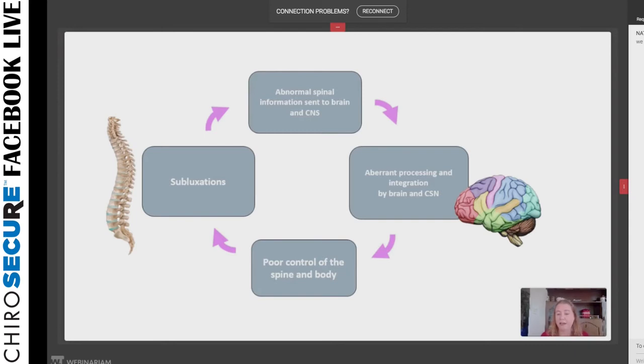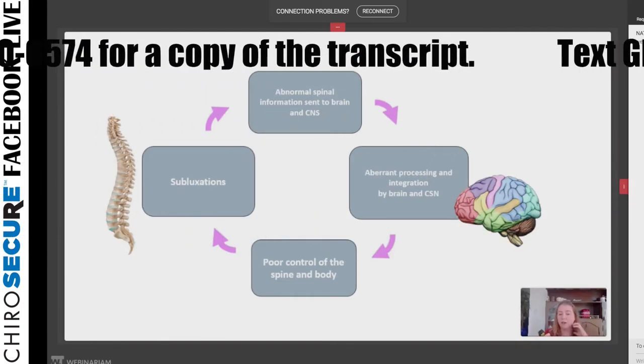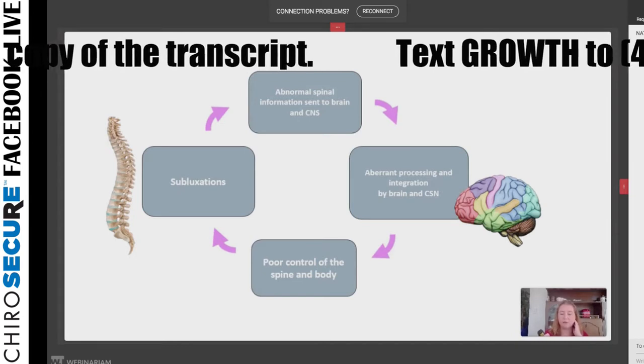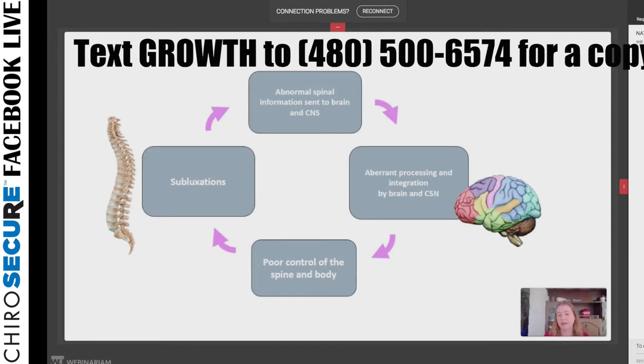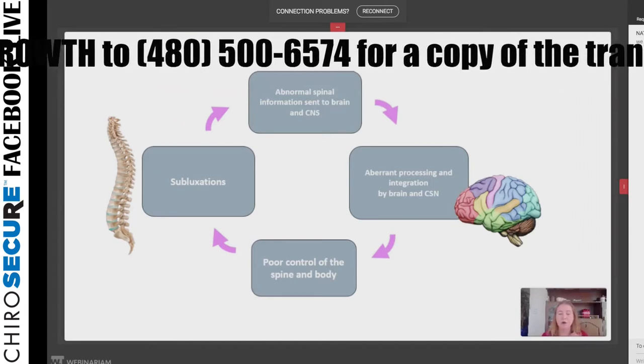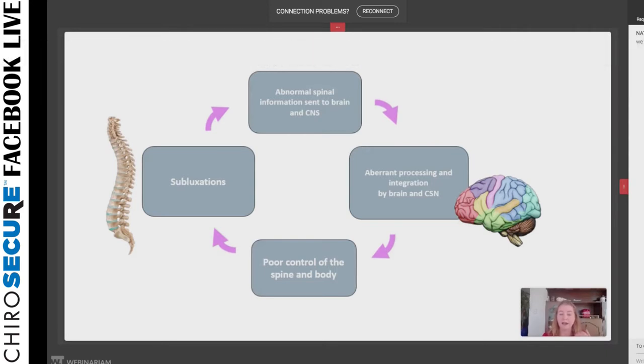So do we have any evidence to back this up, that a subluxation causes that abnormal spinal information going to the spine and central nervous system because of the changes in movement pattern or the stretching of the little paraspinal muscles, and that causes aberrant processing and integration at the level of the brain and central nervous system? When I say brain, I'm really meaning central nervous system. It's just easier to talk about the brain, especially when I'm talking to the public as well. Instead of talking about central nervous system, I just talk about the brain. But I'm really meaning the whole central nervous system, meaning the brain stem and the spinal cord.